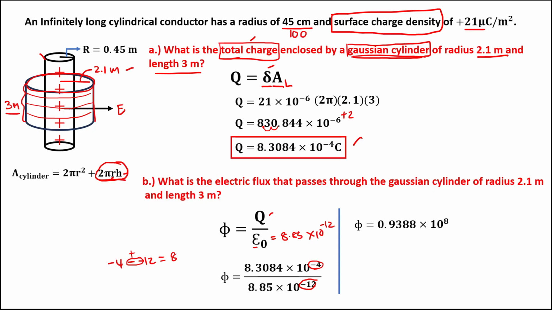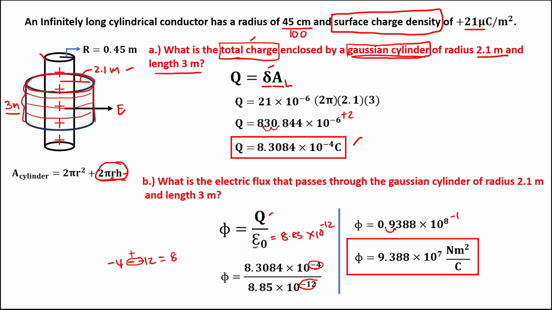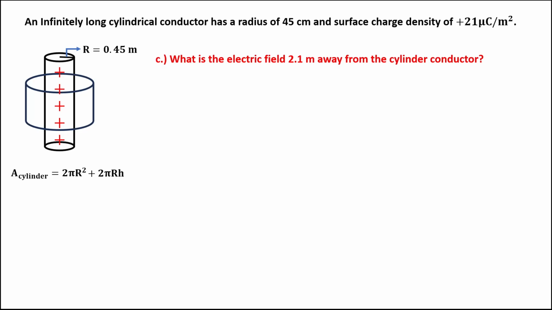Then to write this one in standard scientific notation, move 1 to the right, so therefore minus 1. So the electric flux is equal to 9.388 times 10 to the power 7. Then for the unit, Newton meter squared per coulomb. Then for this problem, what is the electric field 2.1 meters away from the cylindrical conductor?